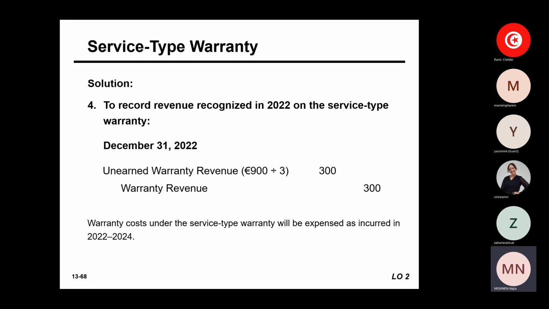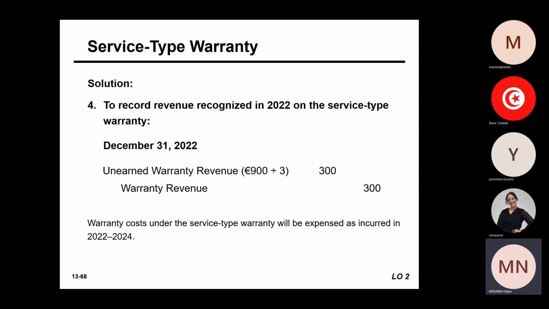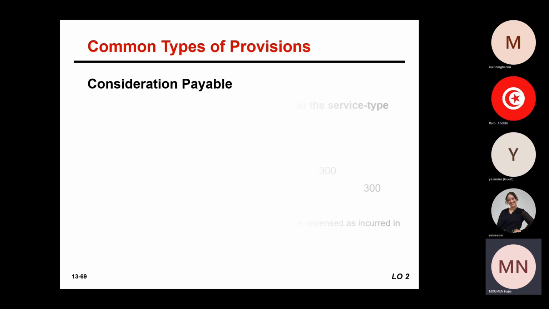So whenever we have any warranty cost that we incur for this service type warranty, what we do is we debit warranty expense and we credit cash or inventory or whatever, every year from 2022 to 2024. Okay, so that's what will be done. And as I said, this journal entry will be made also every December 31, 2023 and 2024. Okay, because as I said, service warranty revenues will be recognized with the passage of time, starting from 2022.